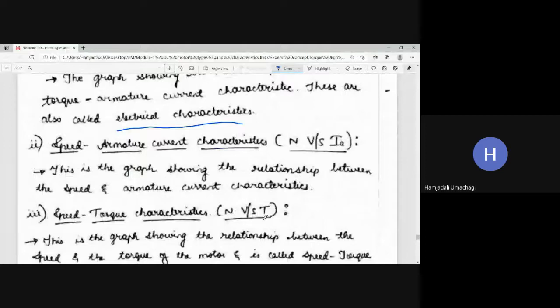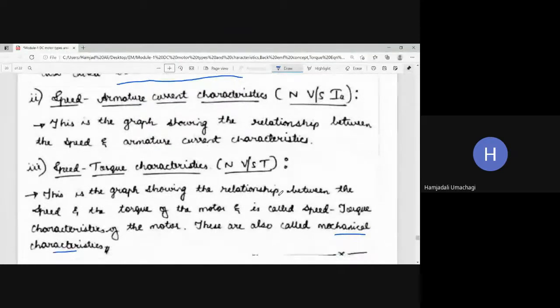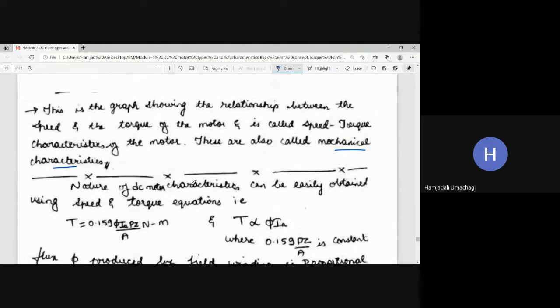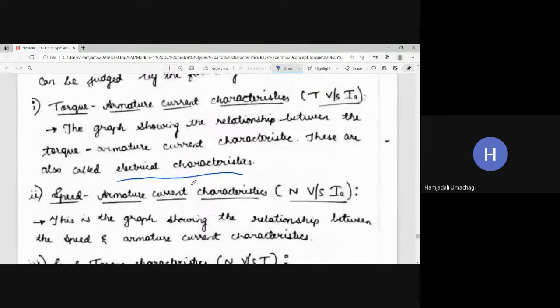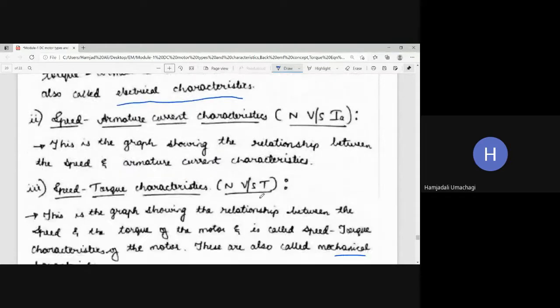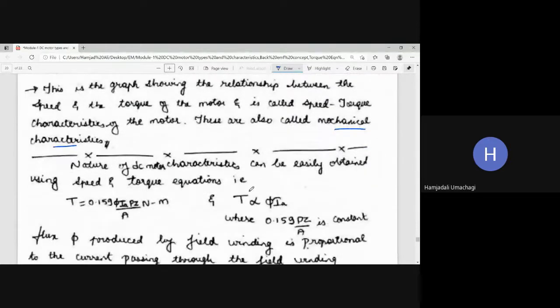Now, in order to study all these characteristics, torque versus Ia, N versus Ia, or N versus T, you want a basic equation. What is that basic equation? Torque equation. In the beginning, we have seen the torque equation. The nature of the DC motor characteristics can be easily obtained using the speed and torque equations. So to explain all these characteristics, you should know the torque equation of DC motor, which we have derived just now.